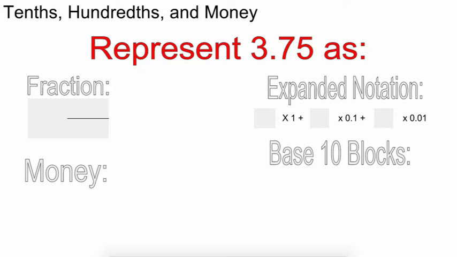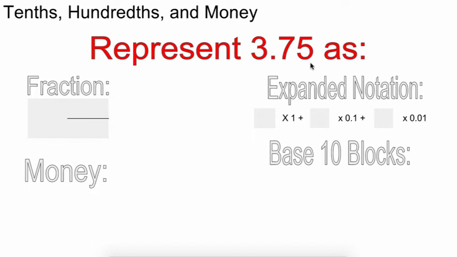So what we want to do is represent, which means to write or show, the number 3 and 75 hundredths in several different ways. The first way we want to do it is as a fraction. Well, we can see already we have the number 3. That's 3 wholes. So we're going to put 3 wholes. And then the 75, the 5 is in the hundredths place, so this is 75 hundredths.